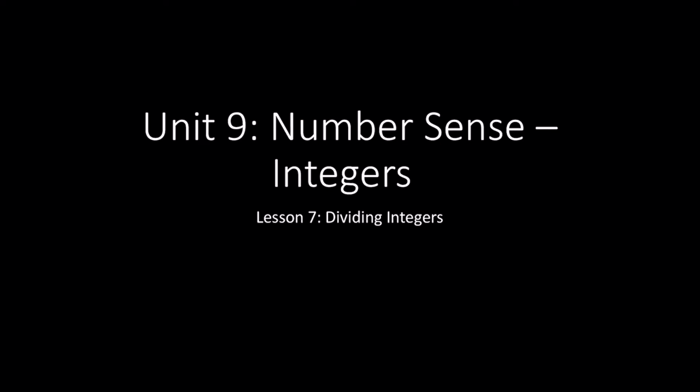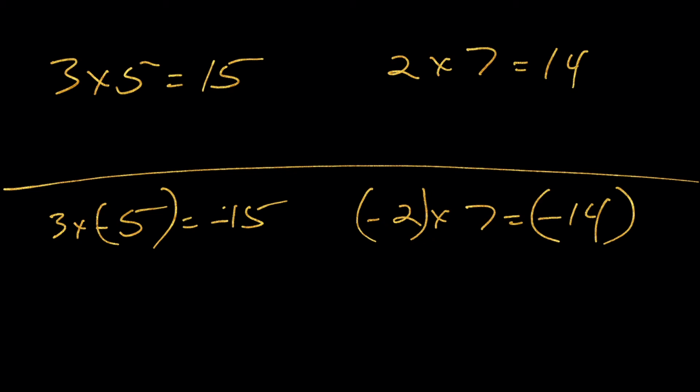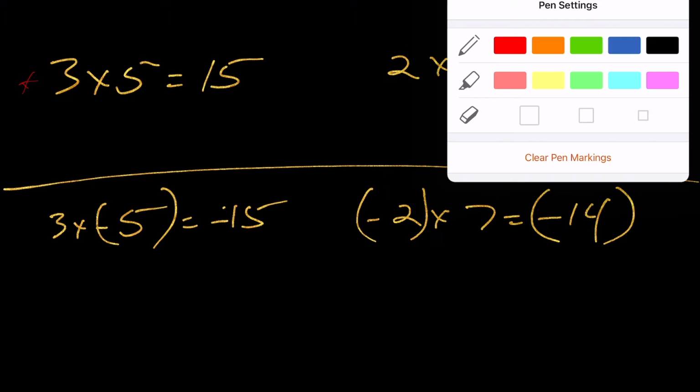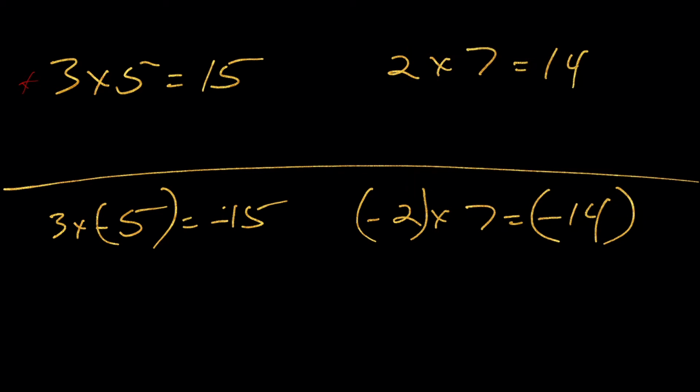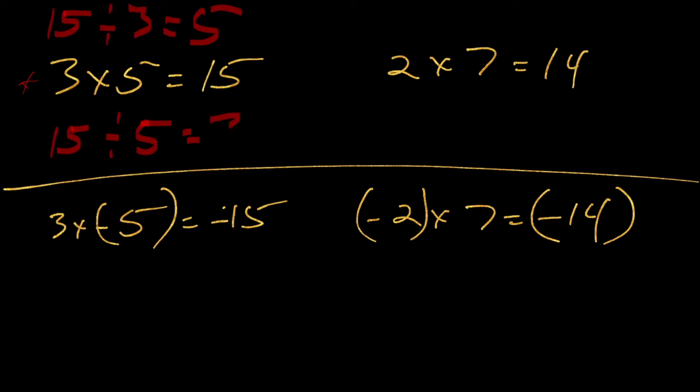Hey, welcome back. We are looking at dividing integers here. So, all right, multiplication and division are related, right? We know this. Multiplication undoes division, and division undoes multiplication. So, if I was going to write this as a division statement, I can write it in two ways. I can go 15 divided by 3 is equal to 5, or 15 divided by 5 is equal to 3.